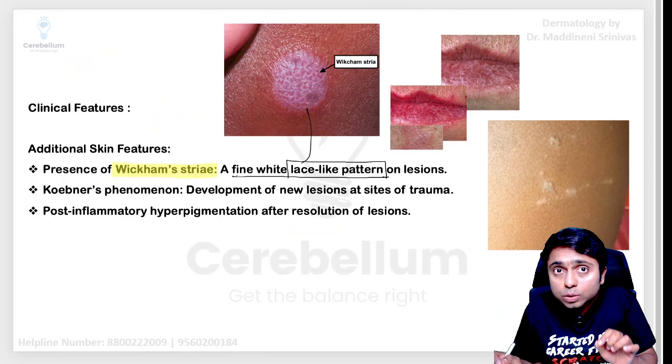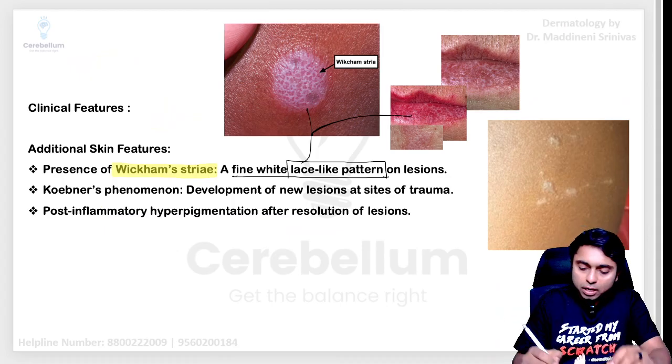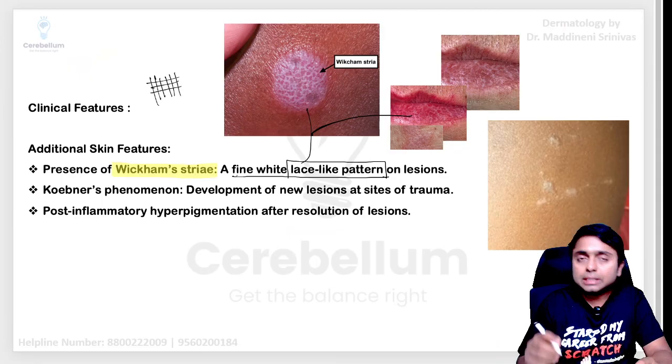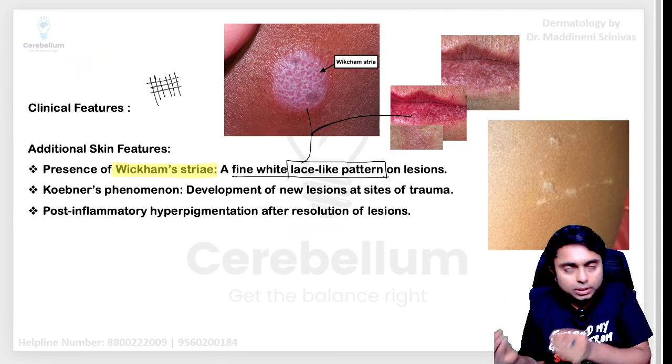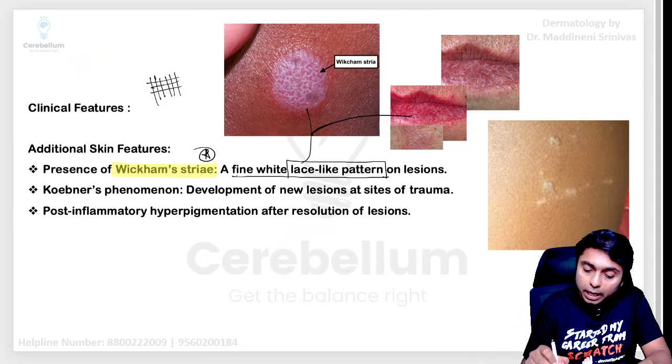WICKHAMS STRIAE can also be seen over the mucosa, as you are able to see here. So a whitish lace-like, network-like pattern can be seen over the skin as well as in the mucosa. This is called as WICKHAMS STRIAE. Very important buzzword, which you have to write in the examination.